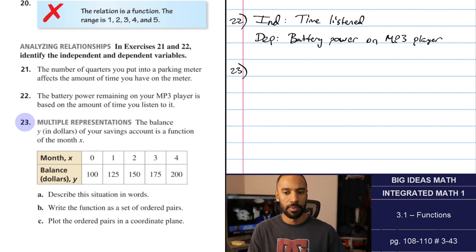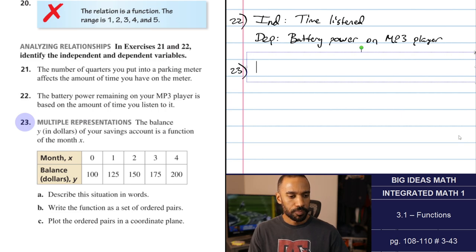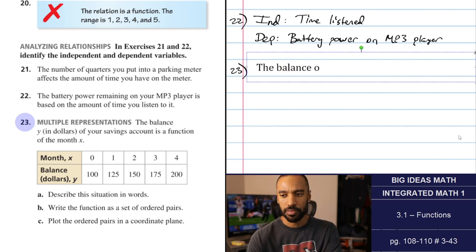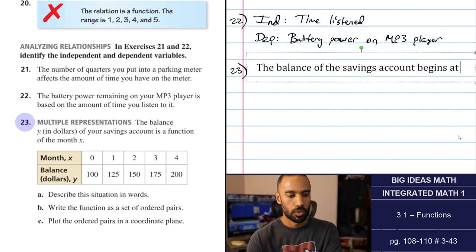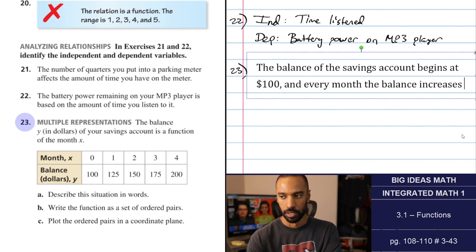I don't know if we need to describe when it comes to the actual answers themselves or if we're supposed to do more with that. So I think we probably need to. Otherwise, they wouldn't say what they said on top. So on month zero, at the start, what is the savings account? The balance of the savings account begins at $100. And every month, can you guys tell? Every month it goes to $125, $150, etc. It's increasing $25. And every month the balance increases $25.